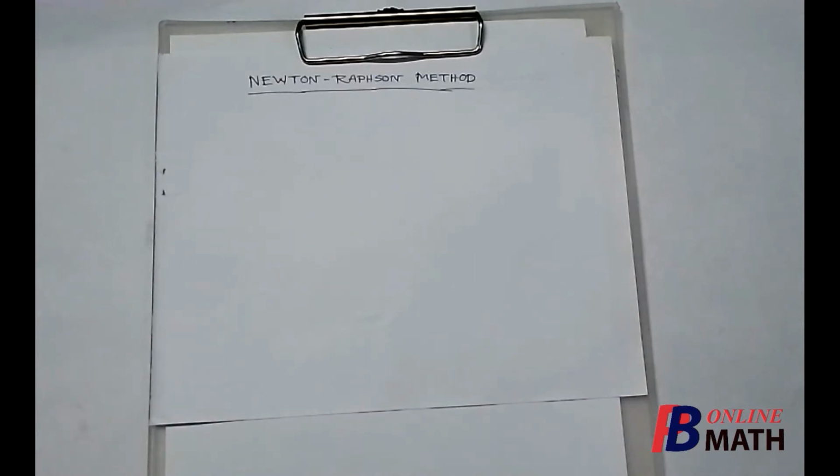Hello and welcome to another part of this chapter's numerical analysis. We have already discussed the bisection method and the fixed point iteration method to find a real root of a transcendental equation. Now in this part we shall discuss the Newton-Raphson method to find a real root of a transcendental equation.